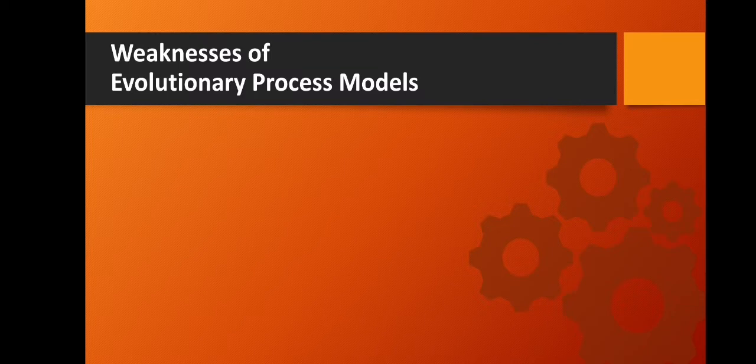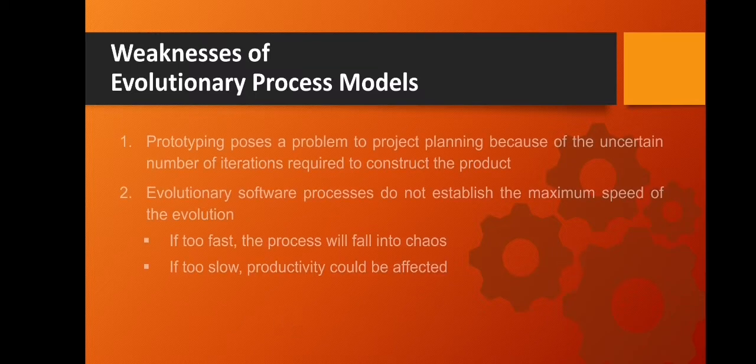Now, after learning the different models in the prescriptive process model, let us now discuss the weaknesses of the evolutionary process model. So one of the weaknesses of the evolutionary process model is number one, prototyping poses a problem to project planning because of the uncertain number of iterations required to construct the product. So the iterations are not well defined when using the prototyping model.